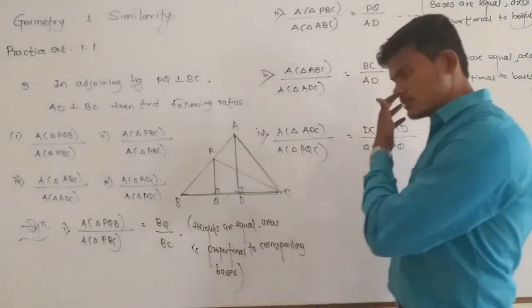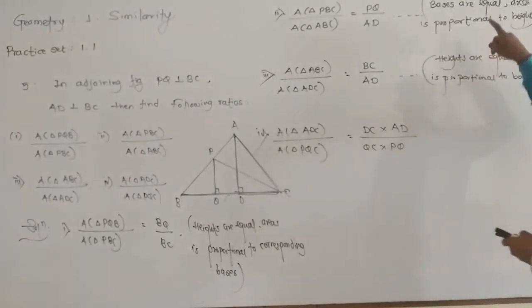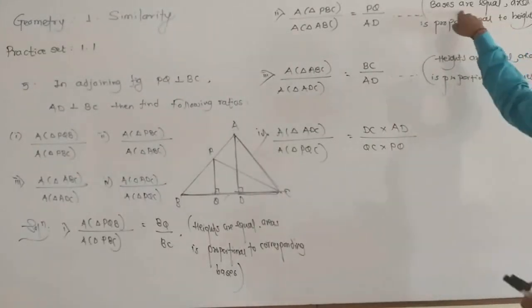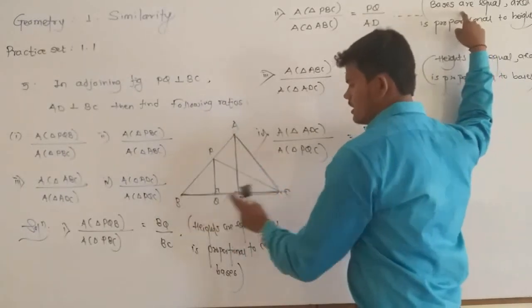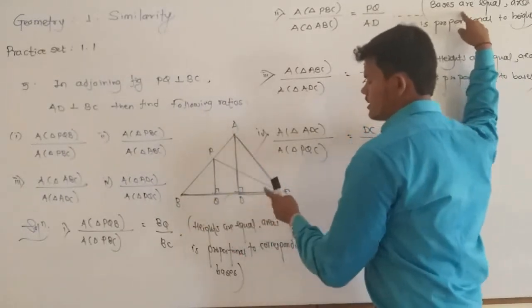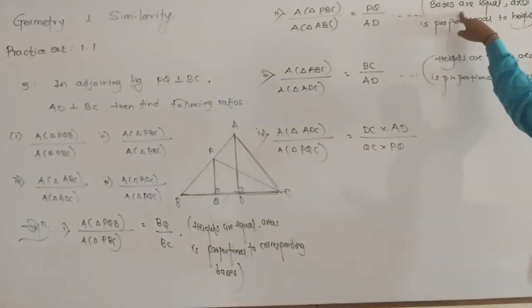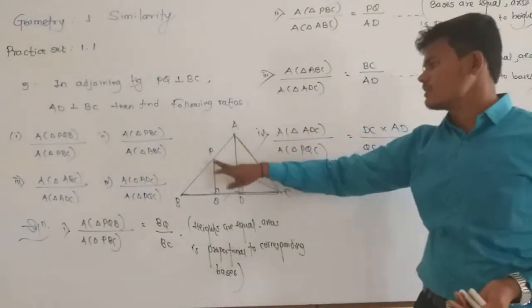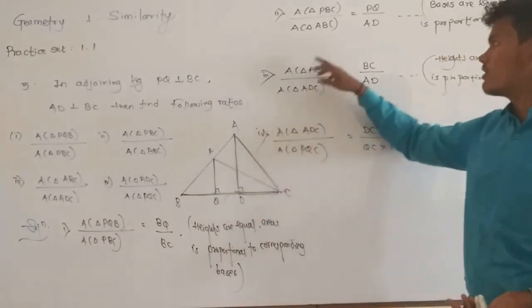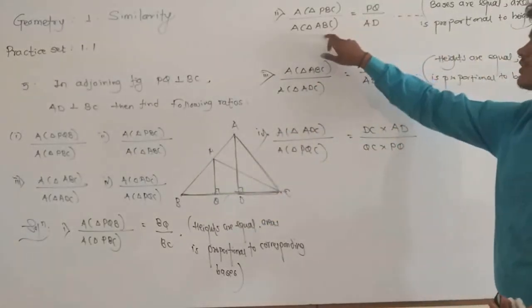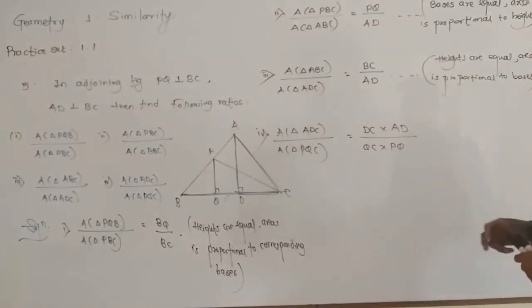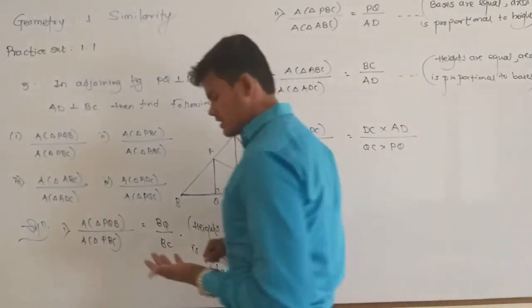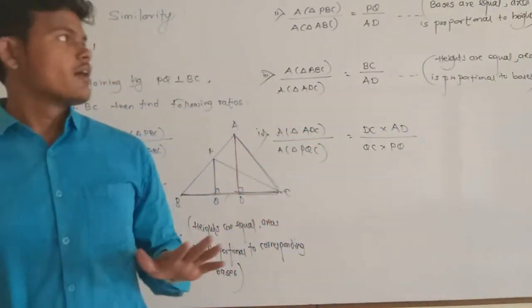Okay. And second case is if two triangles having their bases are equal. That means for triangle PBC and for triangle ABC, BC is the common base, so their area is proportional to their heights. So for triangle PBC, their height is PQ, and for triangle ABC, their height is AD. So the ratios of area of triangle is equals to ratios of their corresponding heights. That means if two triangles having equal bases, then area is proportional to heights.